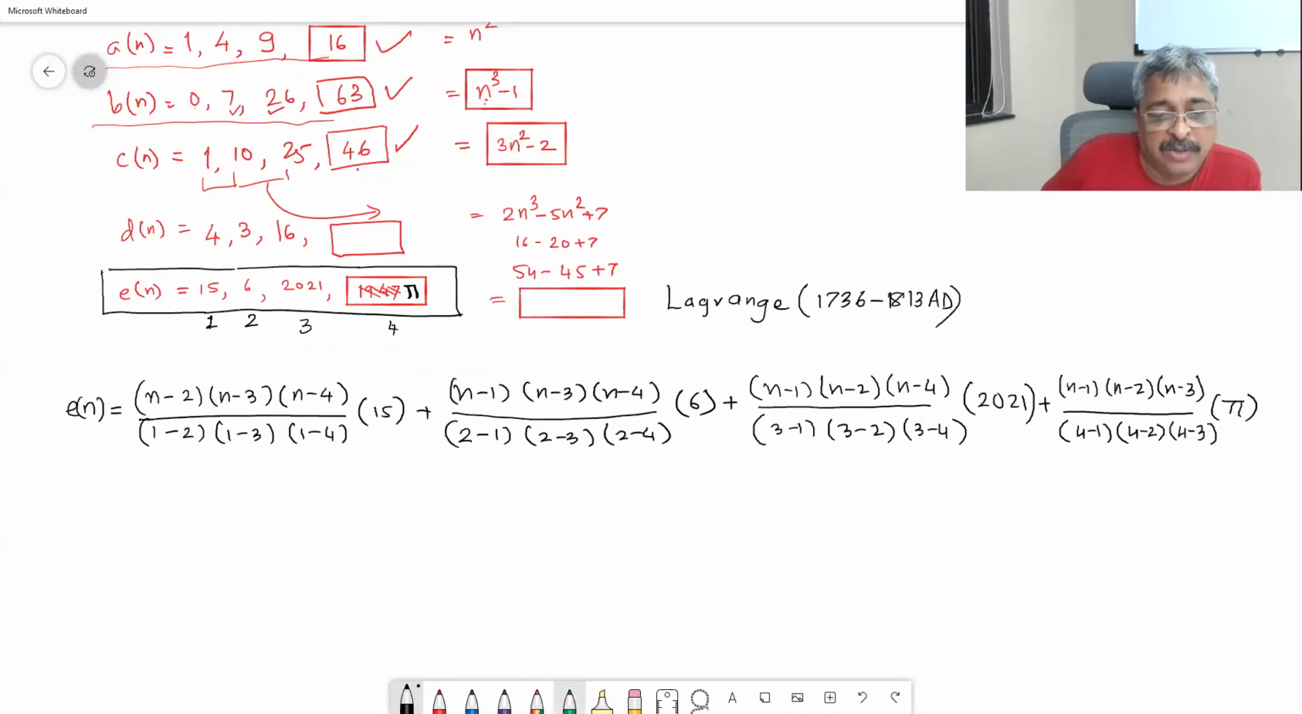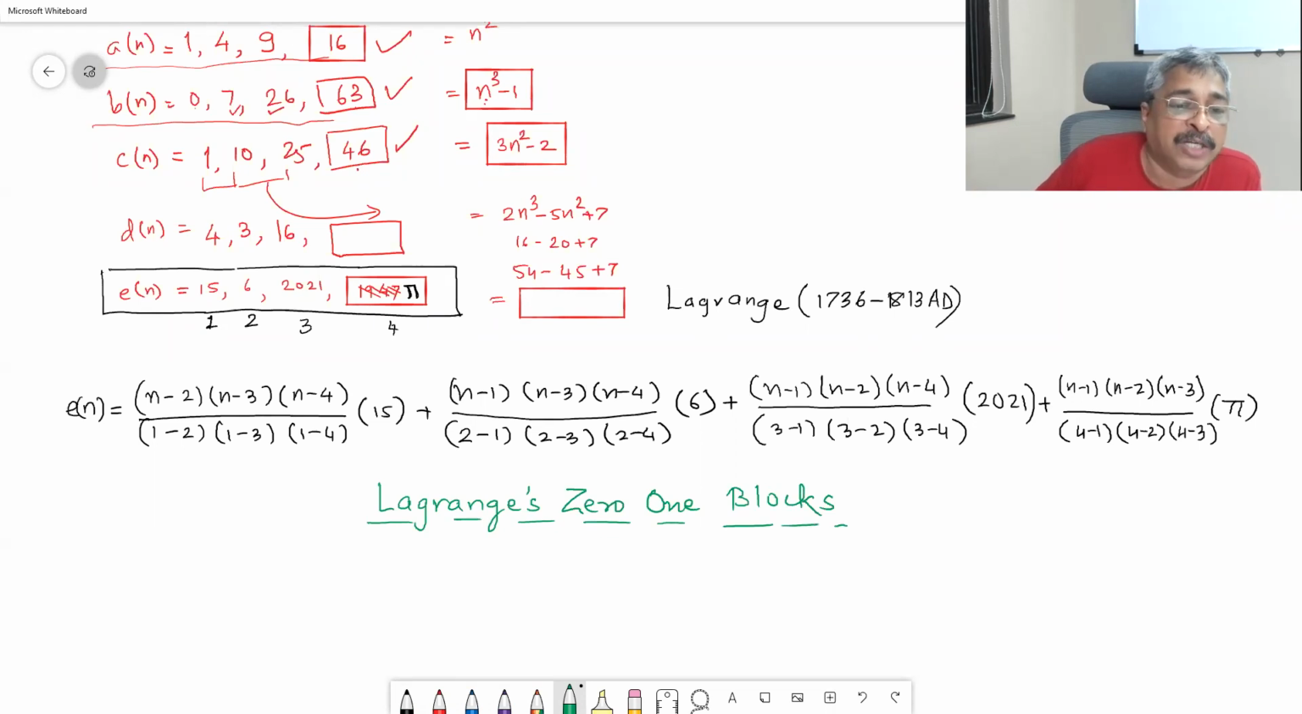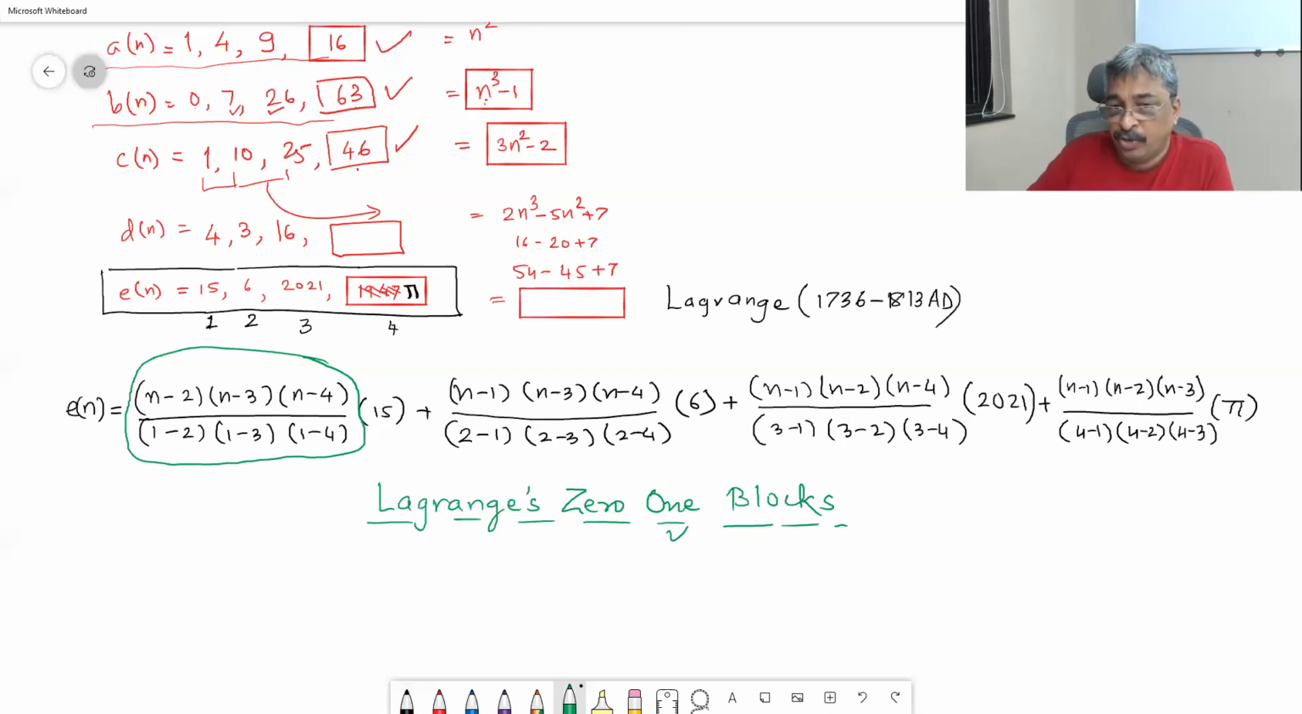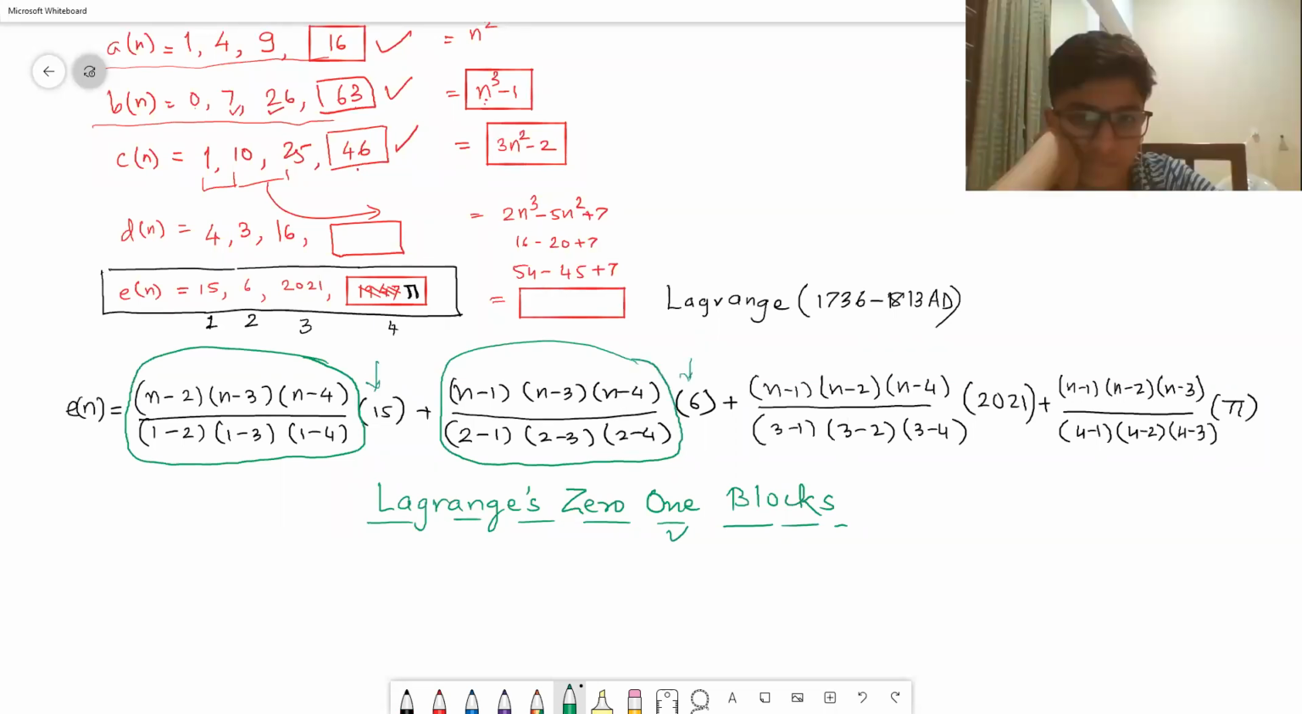This is called Lagrange's 0, 1 blocks. These blocks are designed in such a way that if you want that term to survive, it will be equal to 1, else it is going to be 0. So these are the blocks which are important. These numbers are not important. You can put whatever you want.